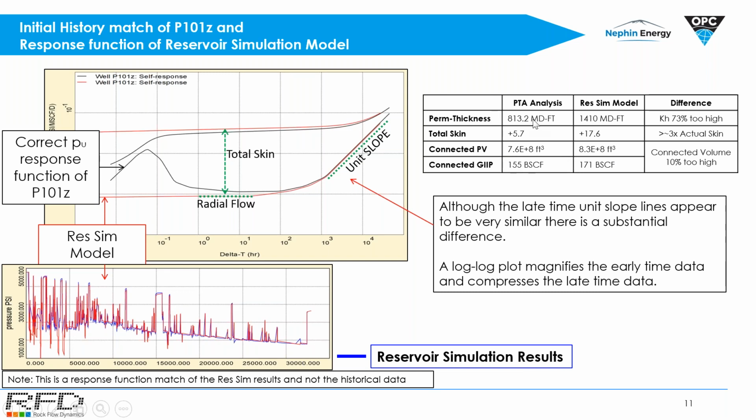And what we also find was the KH was 73% too high. And using well PI multipliers, the total skin is now plus 17.6 and it should have been plus 5.7. So basically what's happened is there wasn't enough pressure loss due to Darcy's law, and to try and fix that using well PI multipliers, they ended up putting too much skin on. But as you saw on the previous slides, it still wasn't enough skin to actually get the flowing pressures to match.